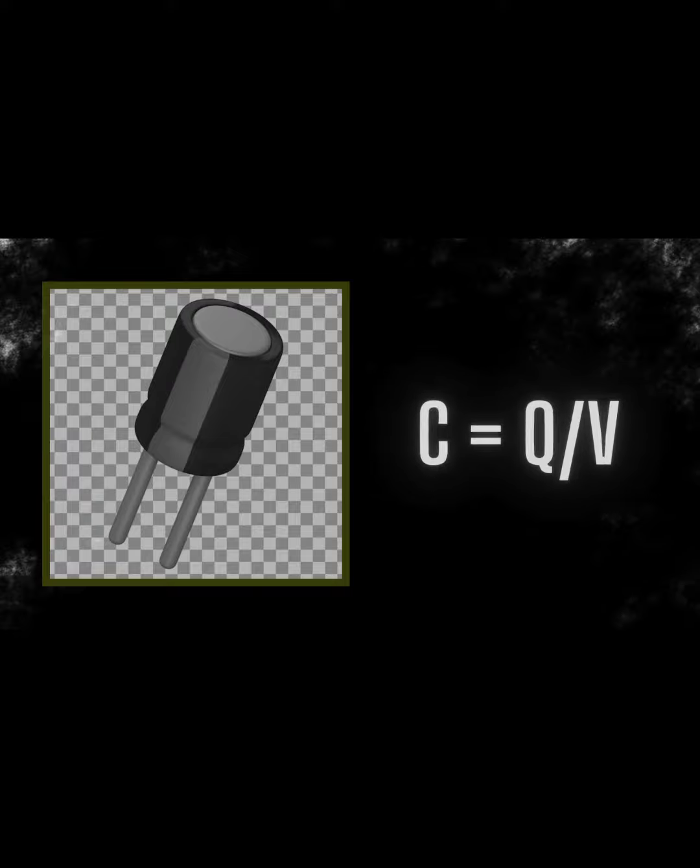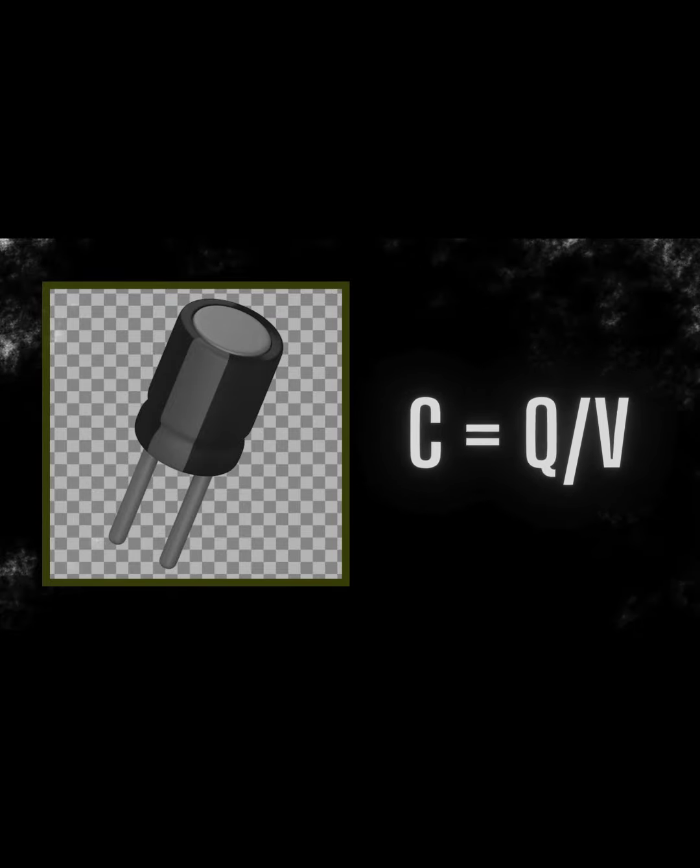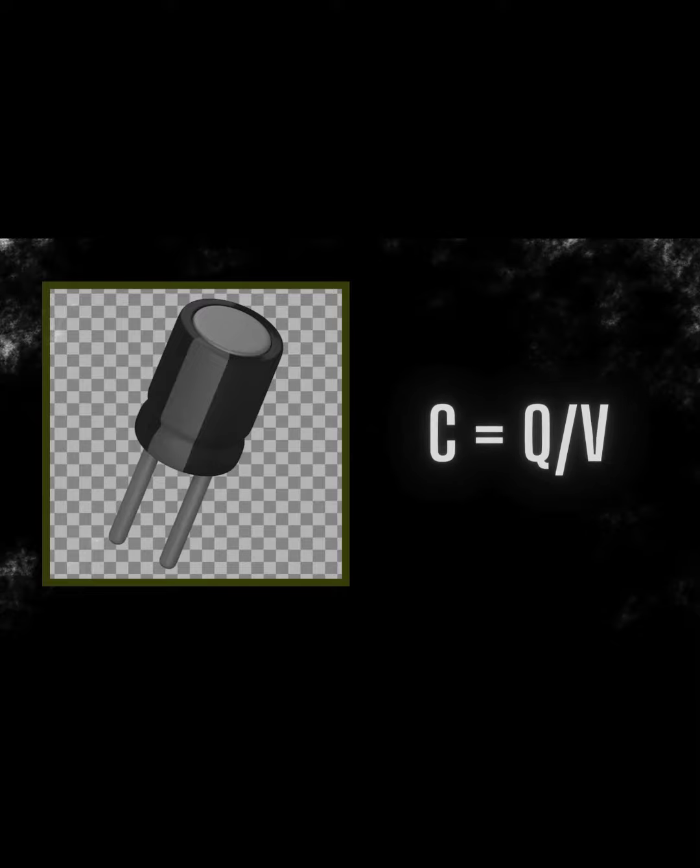The capacitance of a capacitor is defined as the ratio of the magnitude of the charge stored on one plate to the potential difference across the capacitor. Capacitance can be calculated using the equation above.